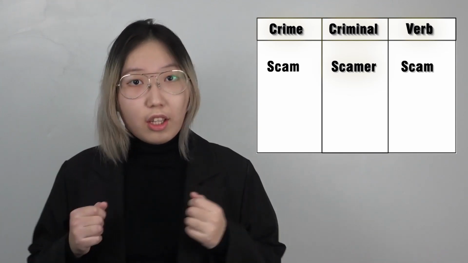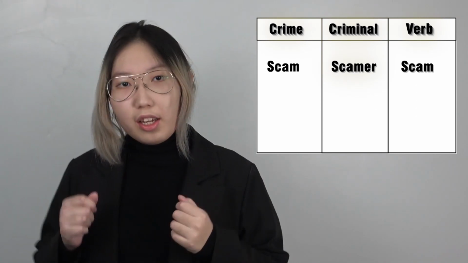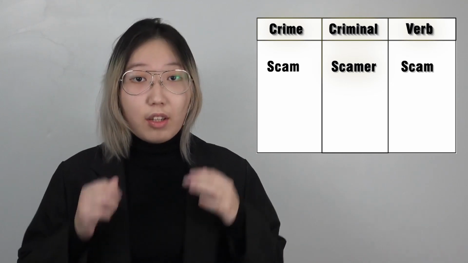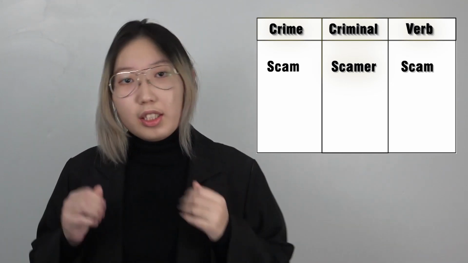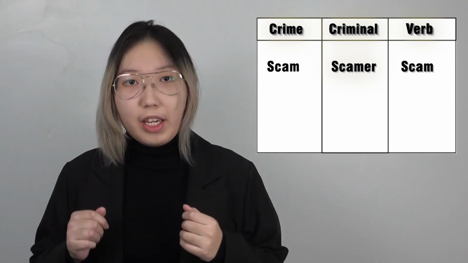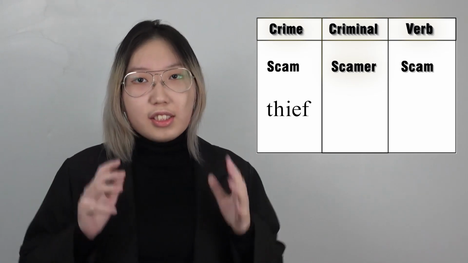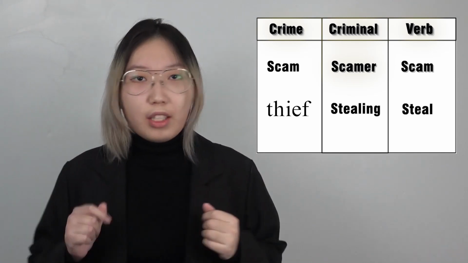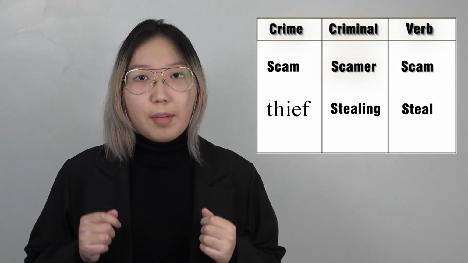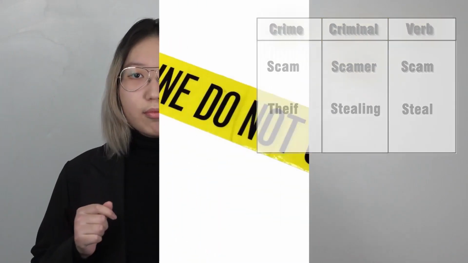Here they are. You need to know one noun for the person, one noun for the activity, and the verb. Sometimes some of the forms might be the same. For example, scam, scammer, scam. Sometimes some of the forms might be a completely different word, like this: thief, stealing, steal. Keep this in mind when learning crime vocabulary. Let's look at some other useful vocabulary from the stories.